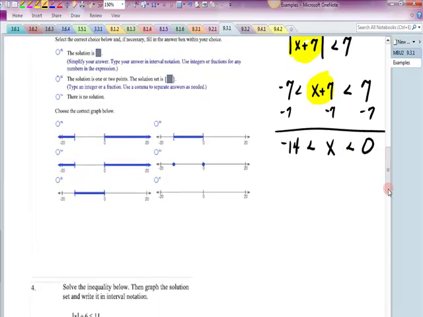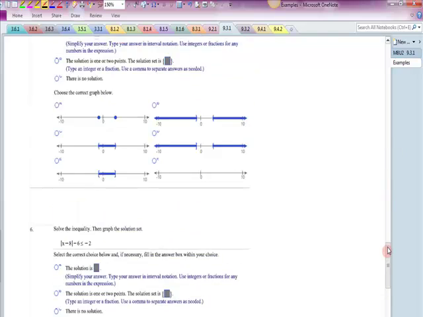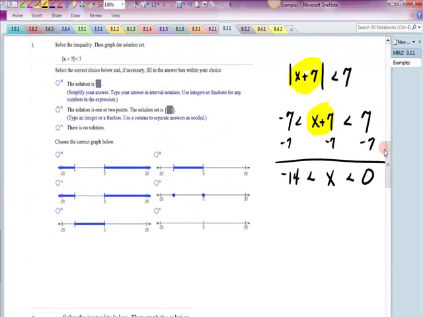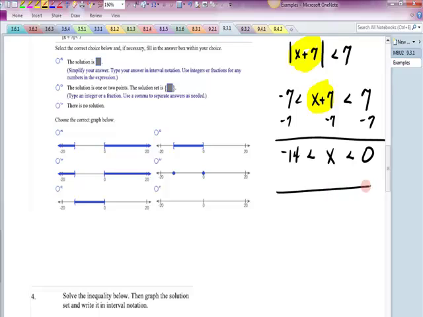There it is as an inequality. I'm not going to be answering with an inequality, but on a number line graph, that means that x is between negative 14 and 0. It's between them, and it's going to have parentheses on both sides. So it's that one right there.